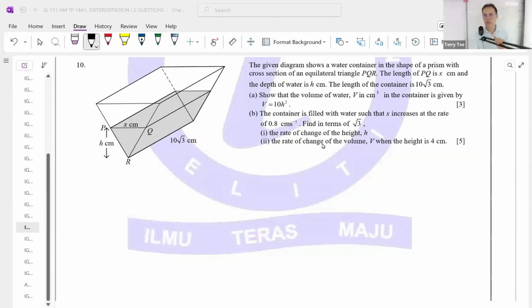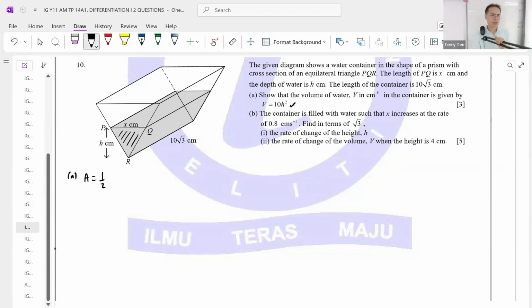Given the diagram shows a water container in the shape of a prism with a cross section of equilateral triangle PQR. The length of PQ is x and the depth of water is h. The length of the container is 10 square root 3 cm. Show that the volume of water in the container is given by this. So what do you do first, guys? Before we differentiate, we know the volume of water takes the shape of the container. The container has a cross-section area of an equilateral triangle.